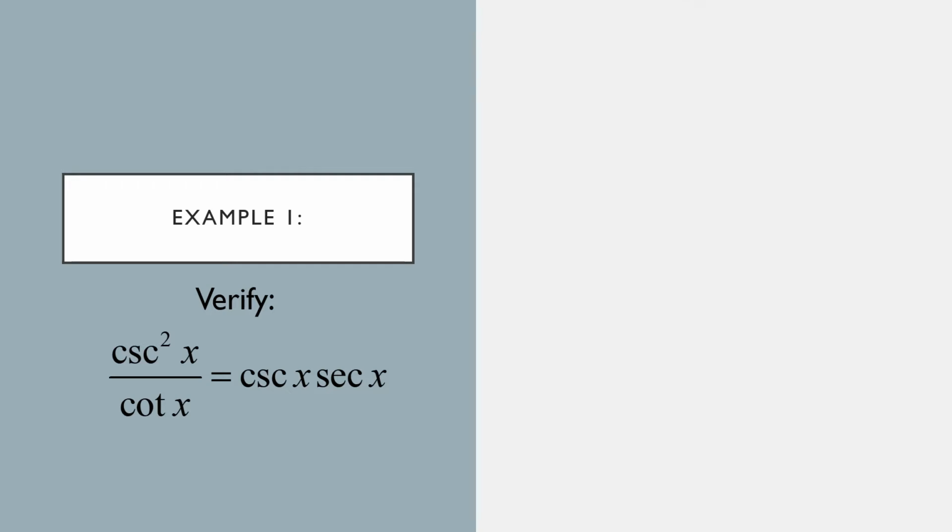Example 1. So here we're given an identity, and we are asked to verify it. That means prove, using algebra and substitutions, showing all of our steps, that one side of this identity is equal to the other. You have your choice if you want to start with the left side of the identity or the right side of the identity. In this case, it looks like I have a little bit more I can do to manipulate the left side. So I'm going to start with the left side of this identity.